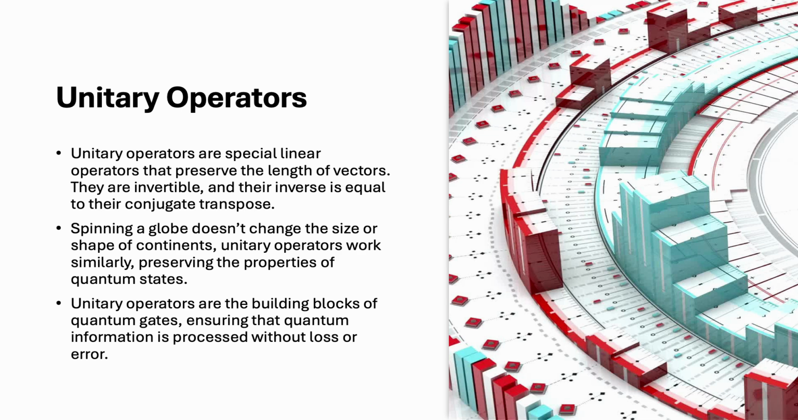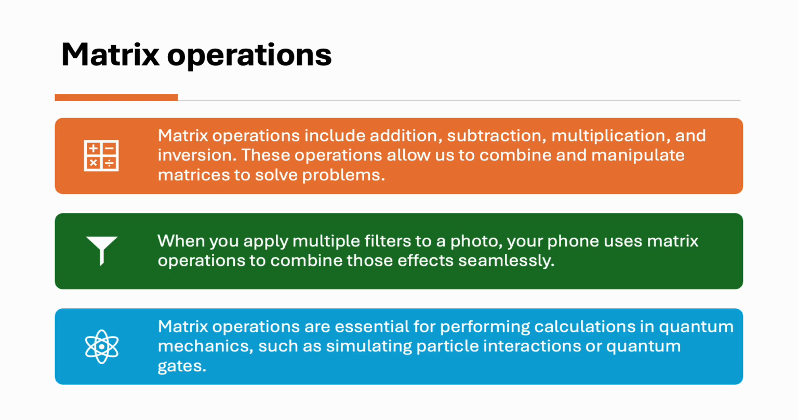Spinning a globe does not change the size or the shape of the continents. Unitary operators work similarly, preserving the properties of quantum states. Unitary operators are the building blocks of quantum gates, ensuring that quantum information is processed without loss or error. This is also helpful in our future understanding of quantum error reduction. That's a whole area of expertise that one of you or all of you can actually expand upon and be the subject matter experts.